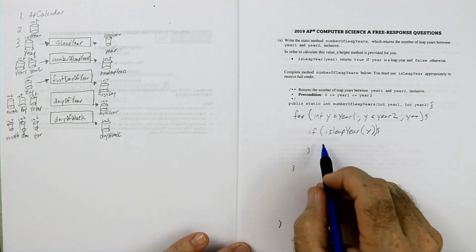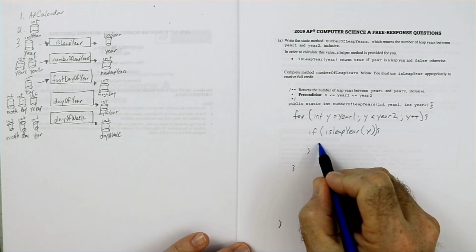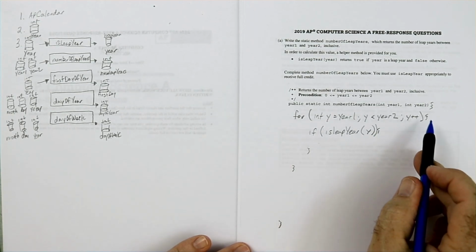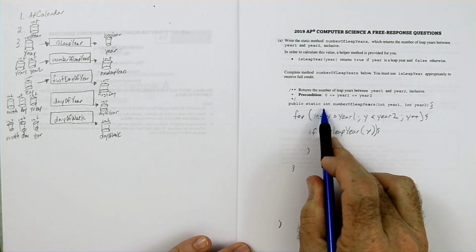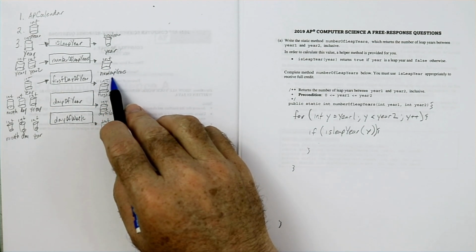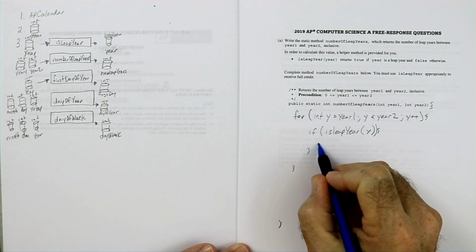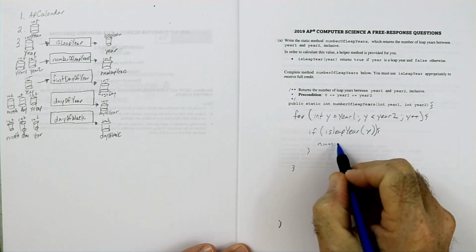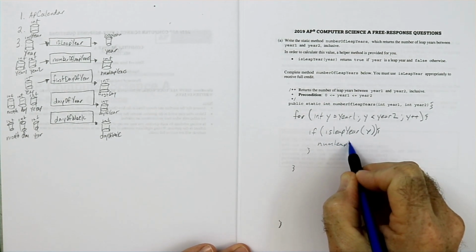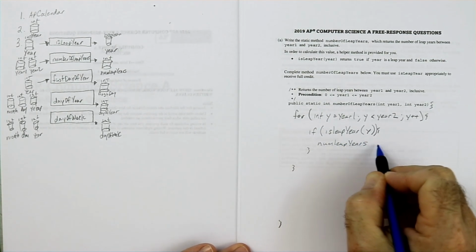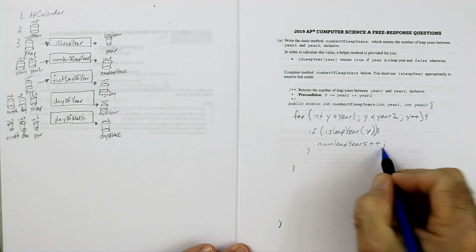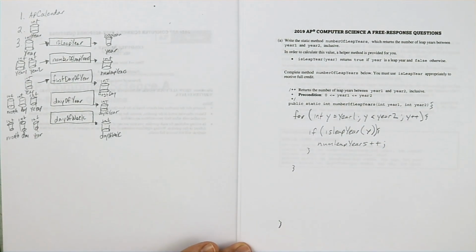All right, so then we're just going to say, and remember we have a coming out is going to be an integer, and number of leap years over here, we said we're going to call it num leap years. So I'm going to go num leap years plus plus. So every time it's true, it's going to add 1 to num leap years.